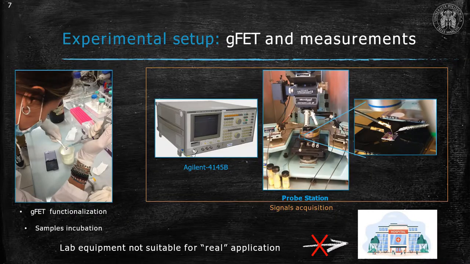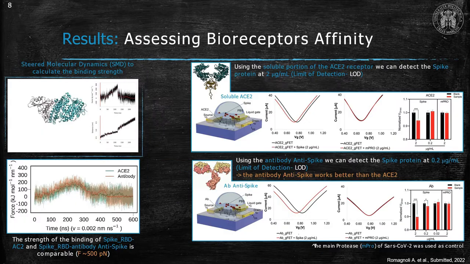So our protocol and experimental setup is divided into different steps. We have basically the GFET functionalization and the signal acquisition. Then the sample incubation, and then another signal acquisition. To do that, we need several instruments, such as a semiconductor analyzer and a probe station. Of course, this equipment is not suitable for a real application in a hospital.